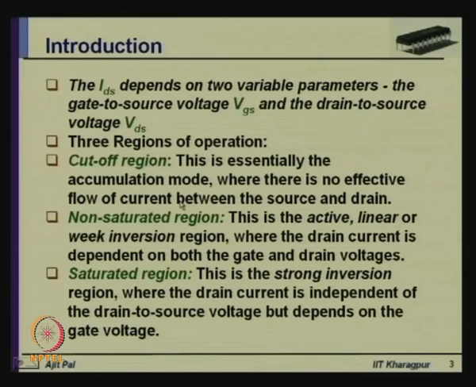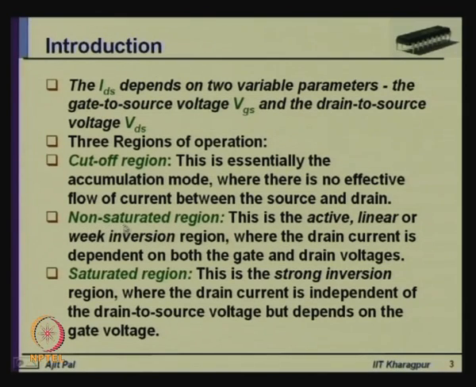The reason for that is there is a very small amount of current that flows through the device, but for all practical purposes we can neglect it. That is why I am calling it no effective flow of current. A very small amount of current flows, as we shall see, which is represented by the subthreshold leakage current. Later on we shall discuss it in more detail.